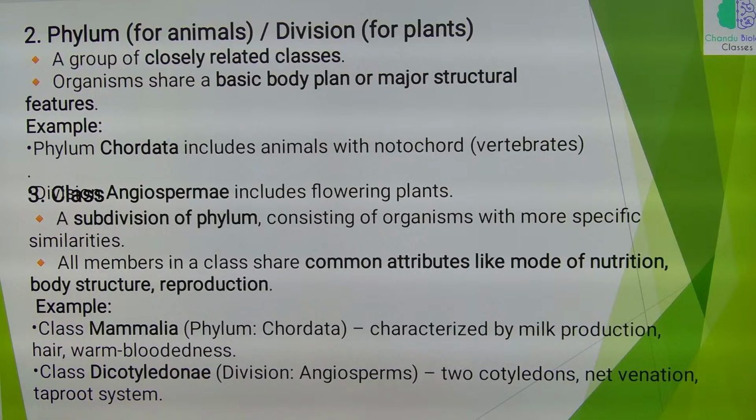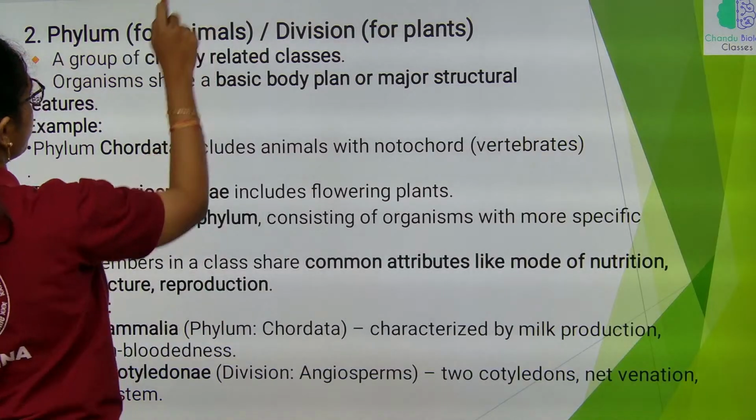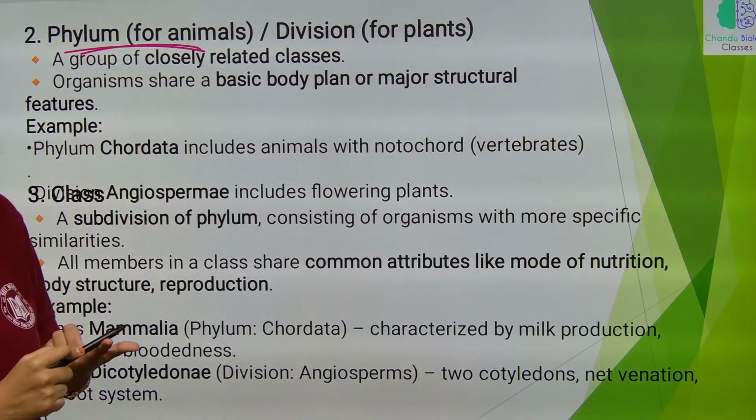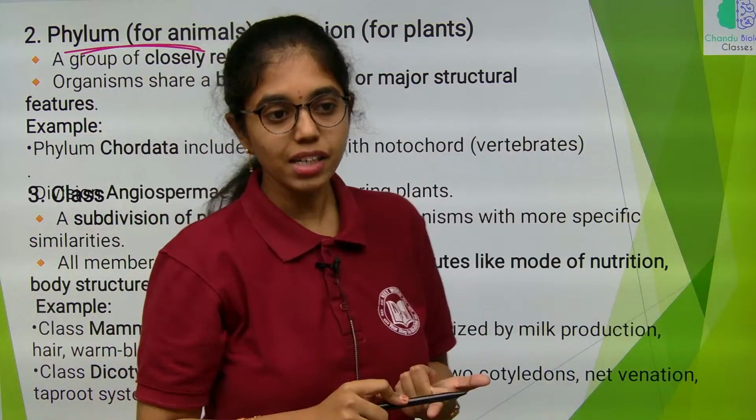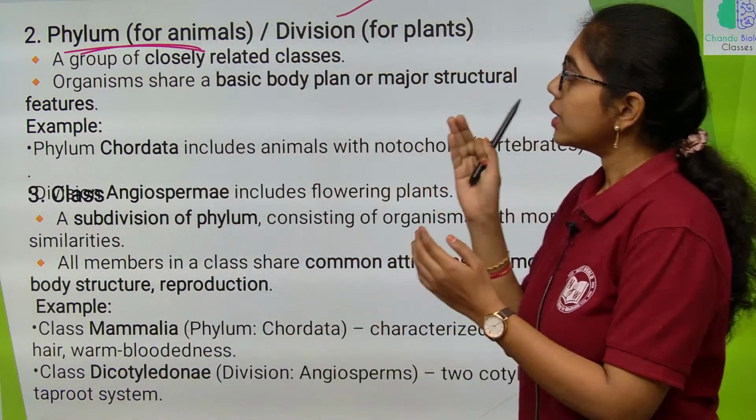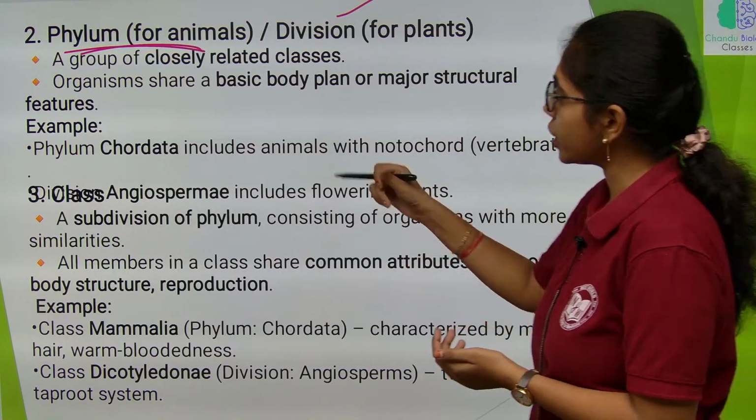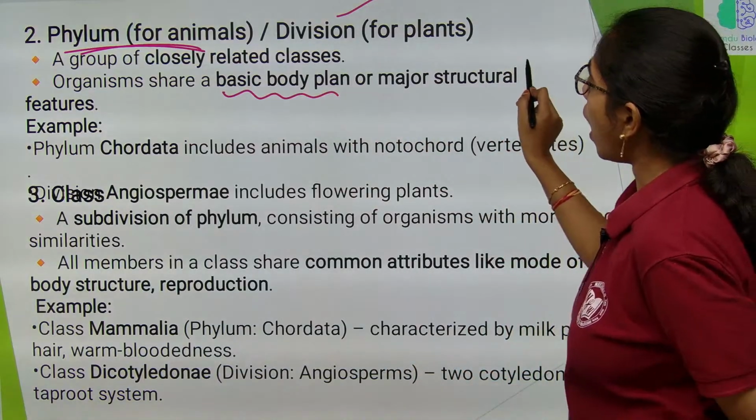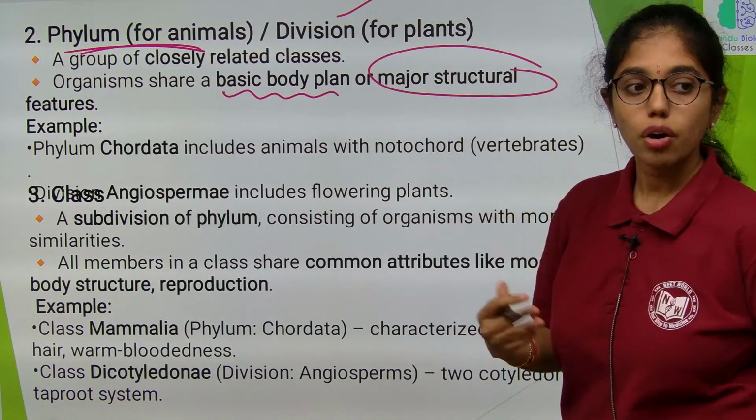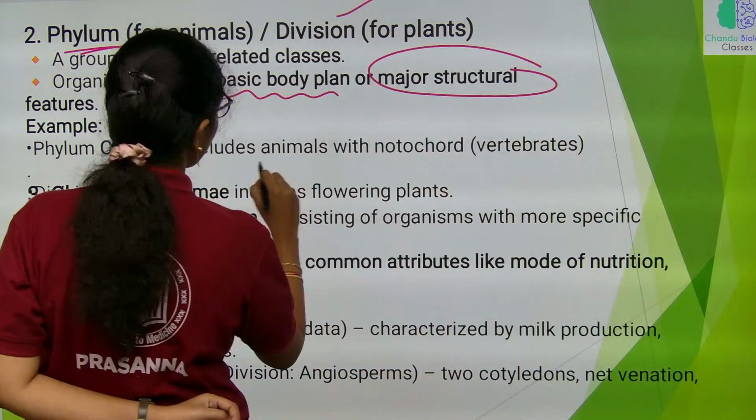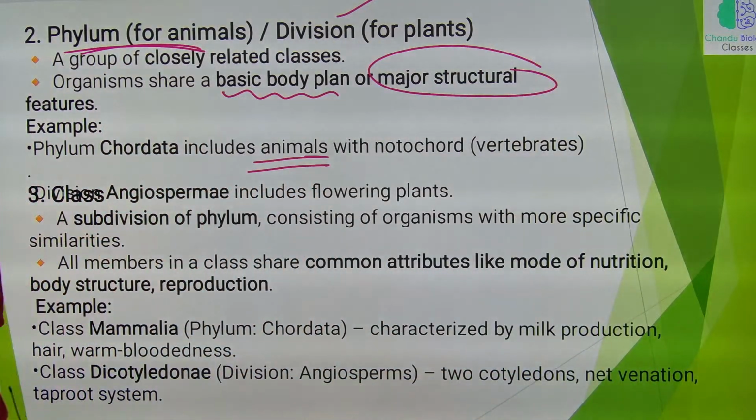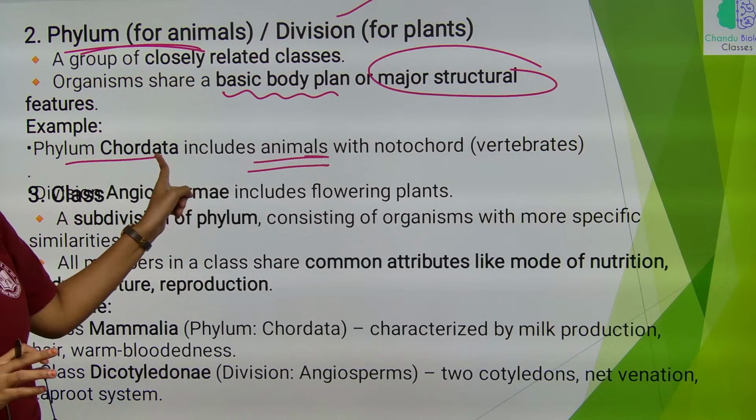Second is phylum or division. In animals, the next taxon is called phylum. If it is plants, it is called division. This is a group of closely related classes. Organisms share a basic body plan or major structural features. For example, phylum Chordata includes all the animals which have notochord, which are vertebrates, whereas invertebrates do not have notochord. That is a common feature which is kept under the phylum Chordata.